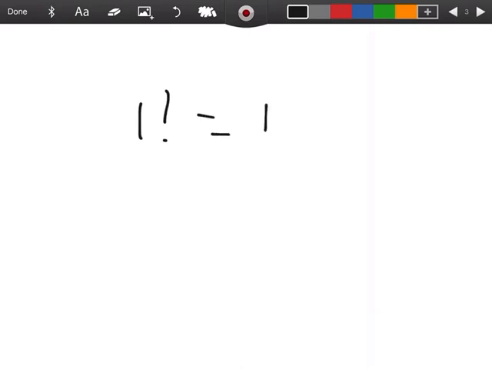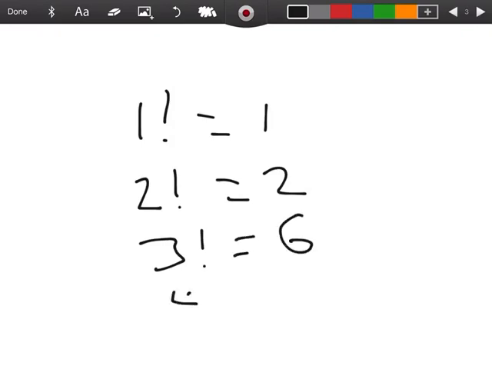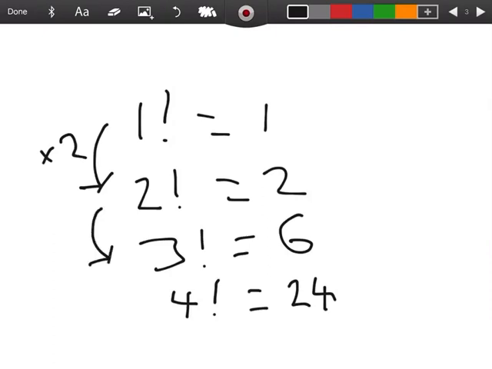We have 1 factorial equals 1, 2 factorial equals 2, 3 factorial equals 6, and 4 factorial equals 24. I'm going to write it on the left-hand side right now. And how do we get from each number to the next? Well, from 1 factorial to 2 factorial, we times by 2. Then from 2 factorial to 3 factorial, which is 2 to 6, we times by 3. And then from 6 to 24, we times by 4.